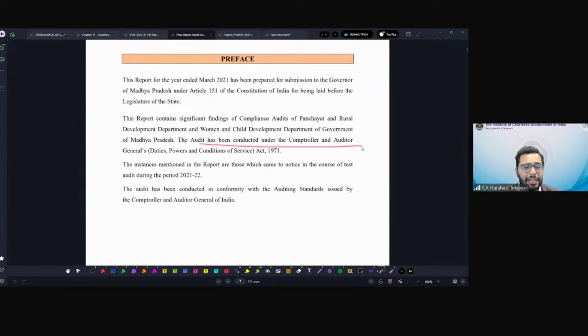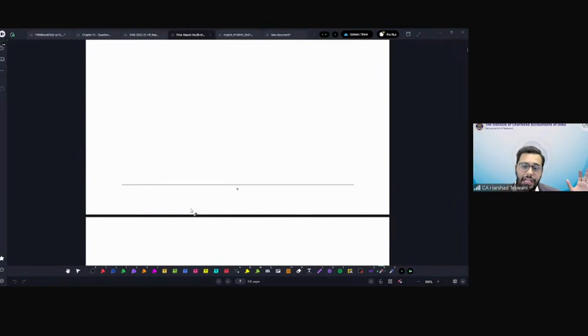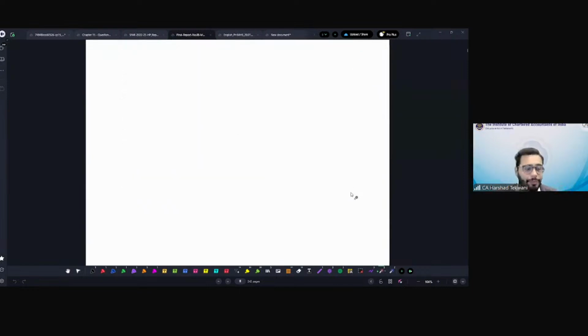Again, the audit is conducted under the Comptroller and Auditor General's duties and powers that we have discussed, perfectly fine. Same as I told you, the powers to conduct these audits come from the C&AG DPC Act, that is the Duties, Powers and Conditions of Service Act. Okay, and this particular act is formed under Article 149 of the Indian Constitution. Articles 148 to 151 are the articles of the Indian Constitution through which this act exists. This act gives the powers to the C&AG to conduct these various types of audits.